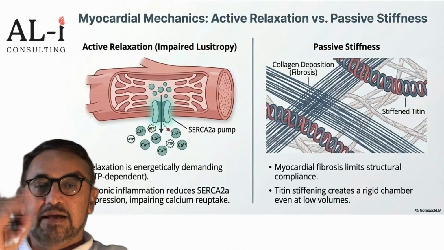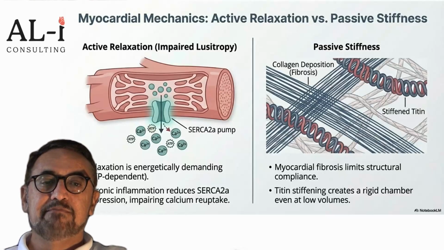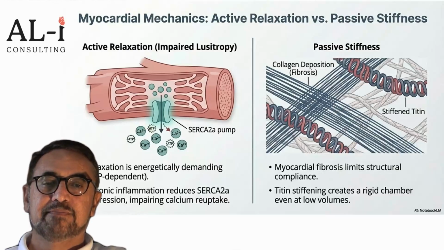Myocardial mechanics: active relaxation versus passive stiffness. HFpEF has two mechanical components. The first is impaired active relaxation, or impaired lusitropy. Relaxation is an energy-dependent process that requires ATP and efficient calcium reuptake through the SERCA pump. When inflammation and metabolic dysfunction impair calcium handling, the ventricle relaxes more slowly and filling becomes abnormal, especially during tachycardia.